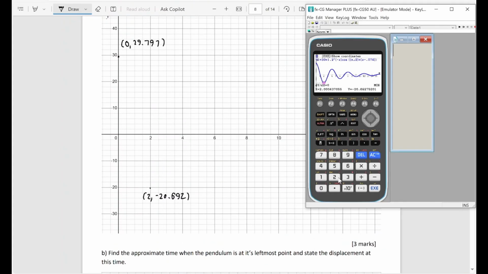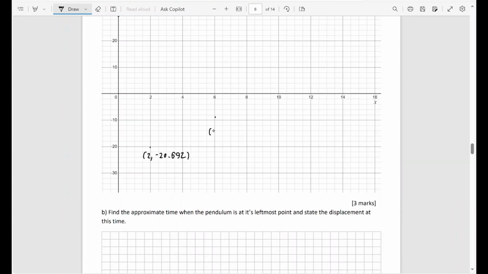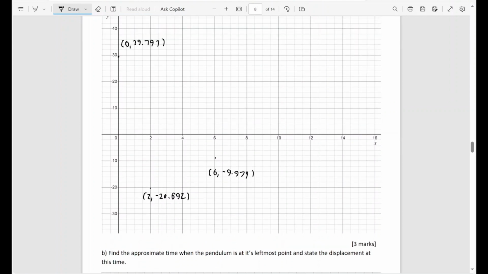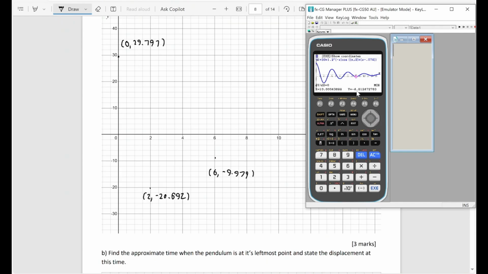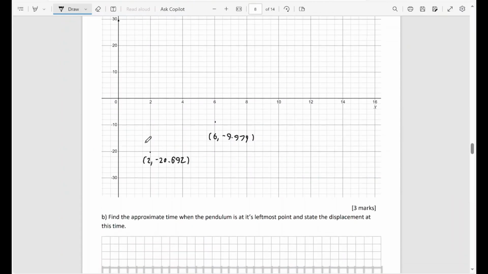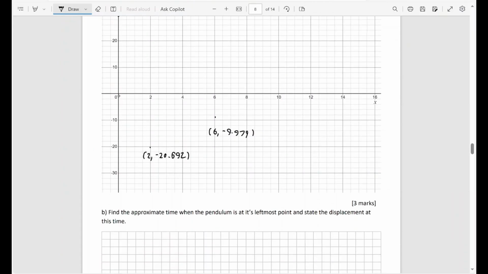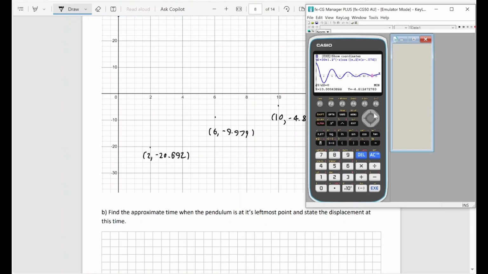Then our next one, we'll just do a lot of our minimums first. So the next minimum is at 6, minus 9.979. Next minimum is at 10, minus 4.812. And next minimum is at 14 and minus 2.321.